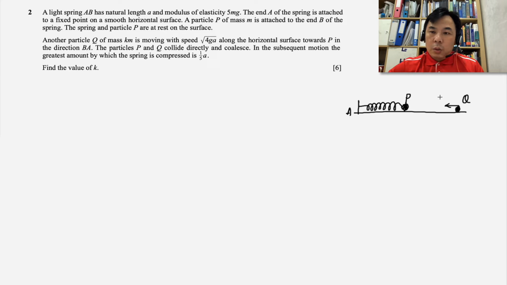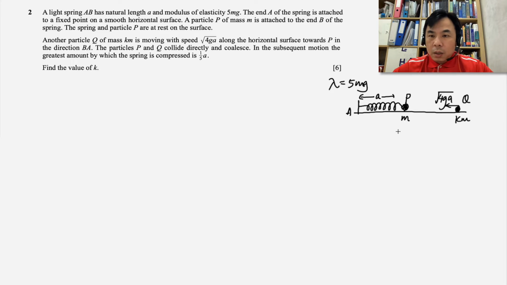This particle Q is moving at the speed of 4gA square root. Now each one of them has its own mass. Particle P has a mass M, particle Q is Km. The original length of the spring is A, and it has a modulus of elasticity of 5mg. That's how it looked initially.